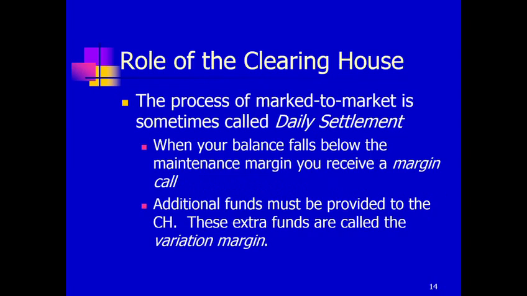So I've already mentioned this before. The process of mark-to-market is referred to as daily settlement. And if the balance falls below the maintenance margin, you receive a margin call. And this, therefore, leads you to make additional funds available to the clearinghouse. And these additional funds are referred to as a variation margin.